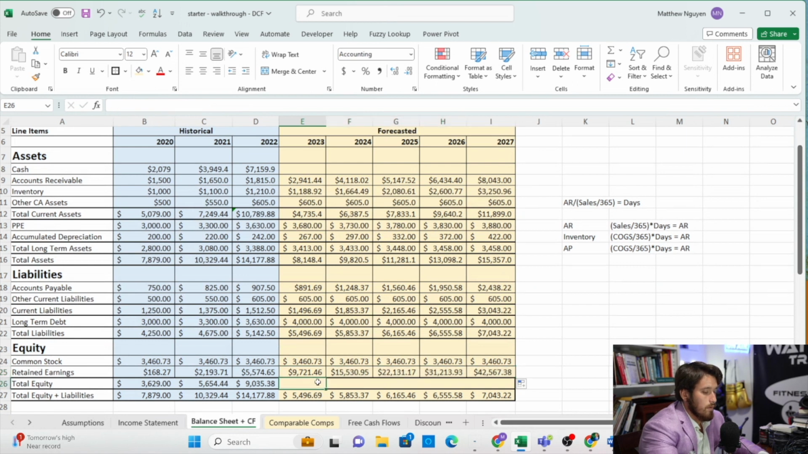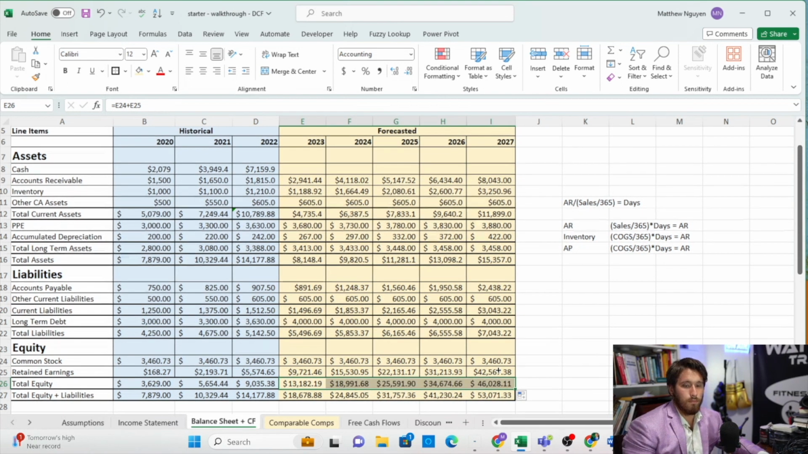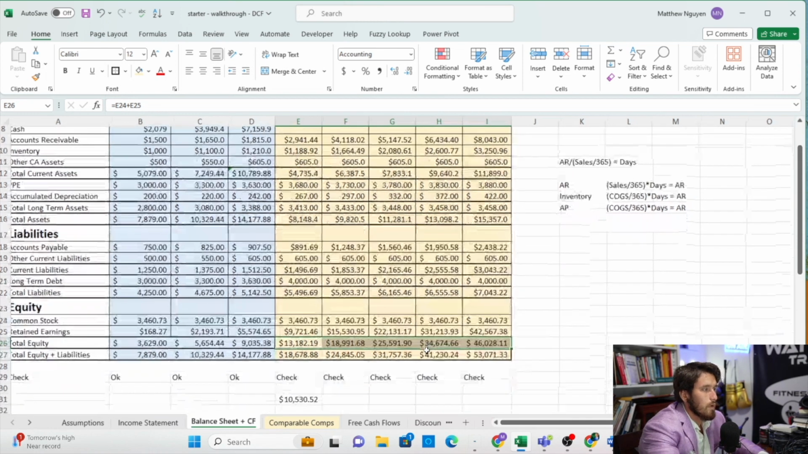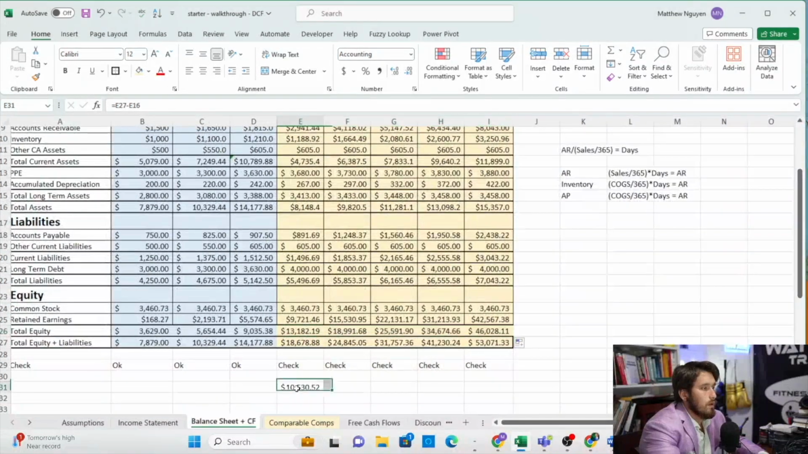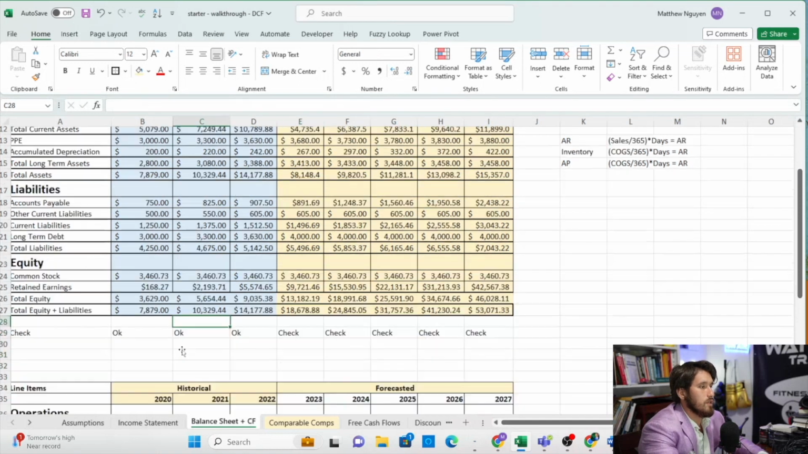All right, let's add these together. This plus this. Looking good. All right. So looks like we're out of whack by 10,000. Basically, this is just a little formula to check if it's okay or not okay, if there's a balance here.